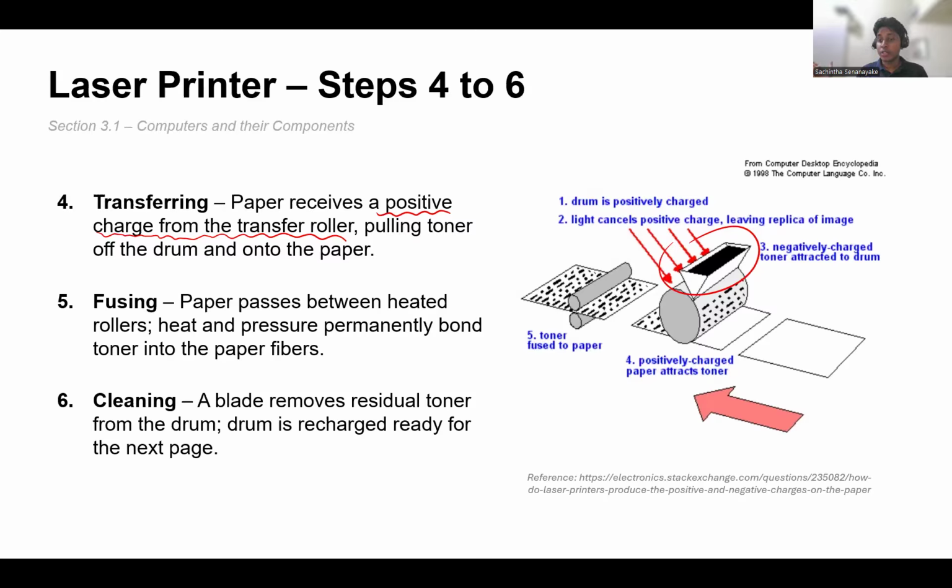And now those powdered particles are on the paper very nicely. What we can then do is permanently bond the two together by passing it through a bunch of rollers which permanently heat the toner onto the paper, creating a bond. That's the fusing stage. And then finally, we clean the drum so that we are ready for the next time we want to print a document. So a blade removes the residual toner from the drum, and the drum is recharged, ready for the next page.